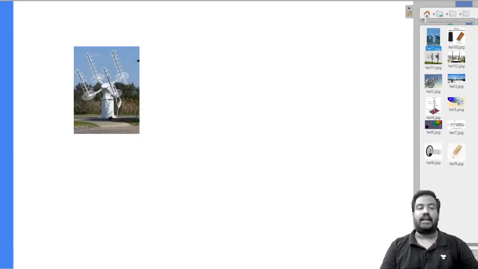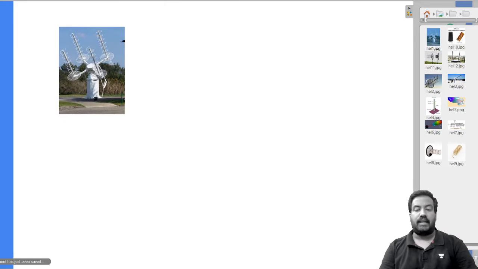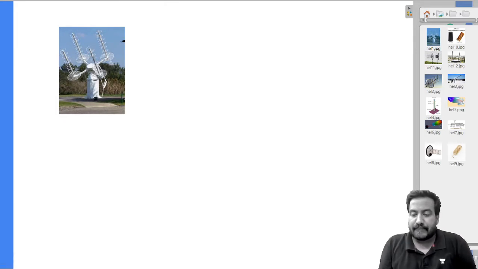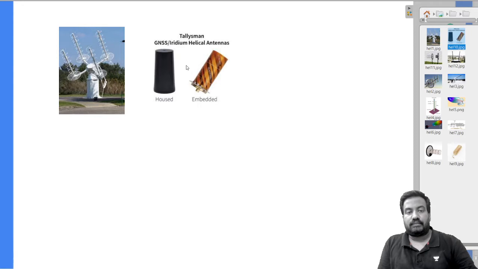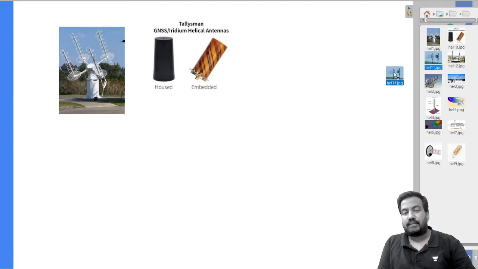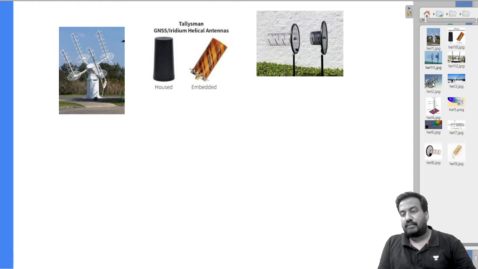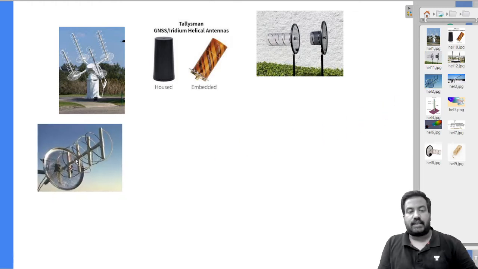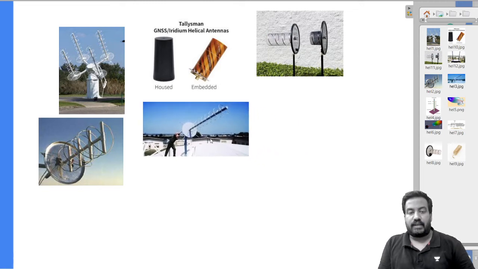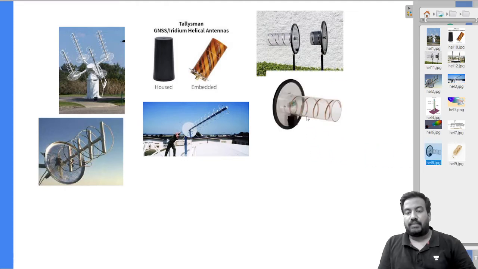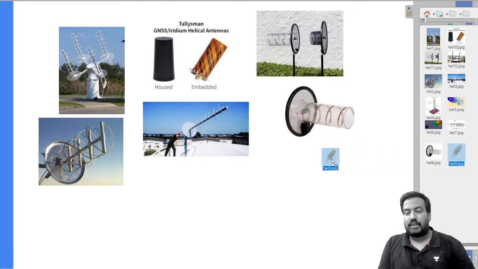See here, these are helical antennas. Your understanding will be clearer when you visualize the pictures. See how the man is very small before this antenna. Naturally, this will be in axial mode, and this will be in normal mode. This also is in normal mode, small antennas.